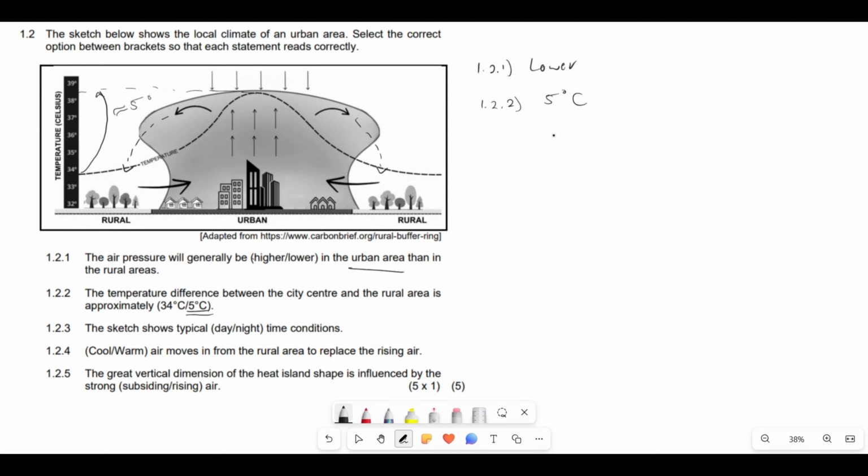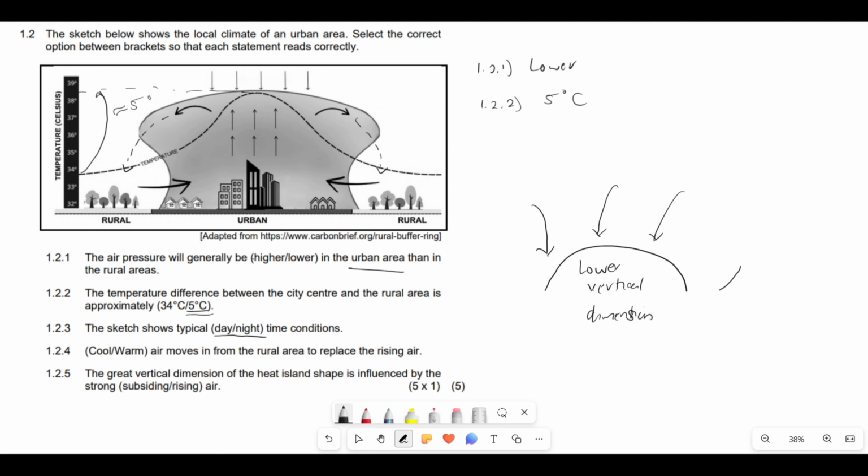Okay, the sketch below typically shows day or night time conditions. So an urban heat island, generally in nighttime, will have a more compressed shape, right? A more compressed shape due to the subsidence of air. Or some textbooks would say lower vertical dimension, meaning that it is more compressed, right?